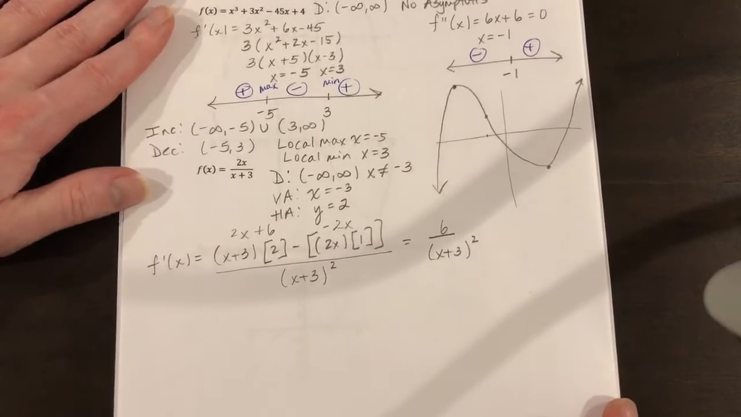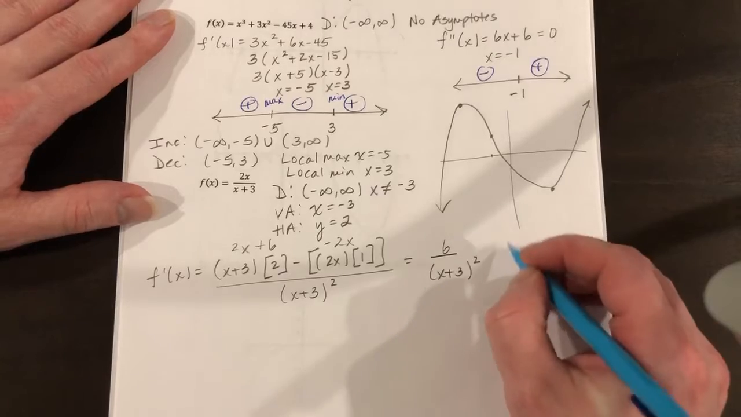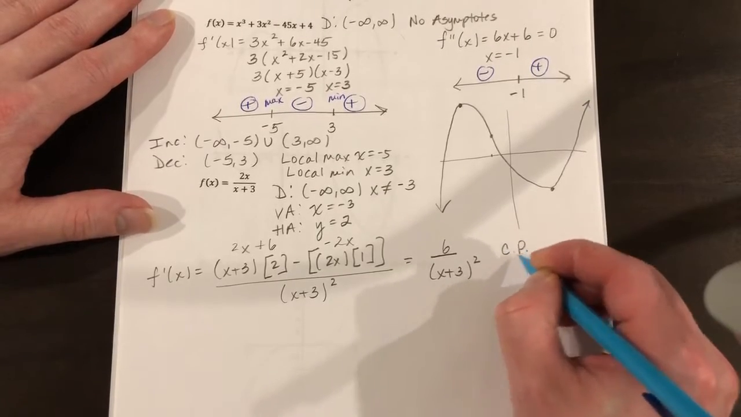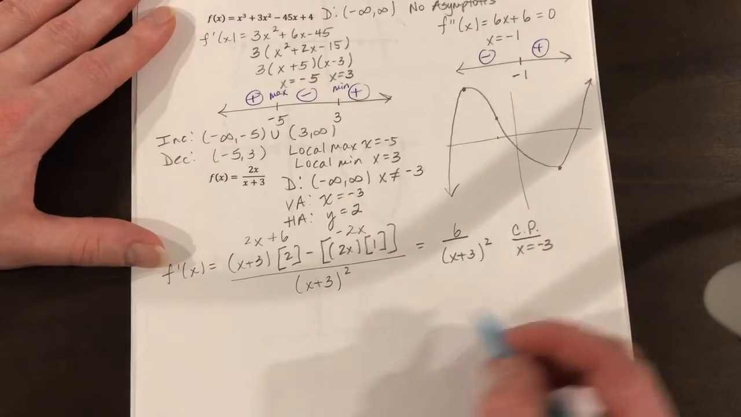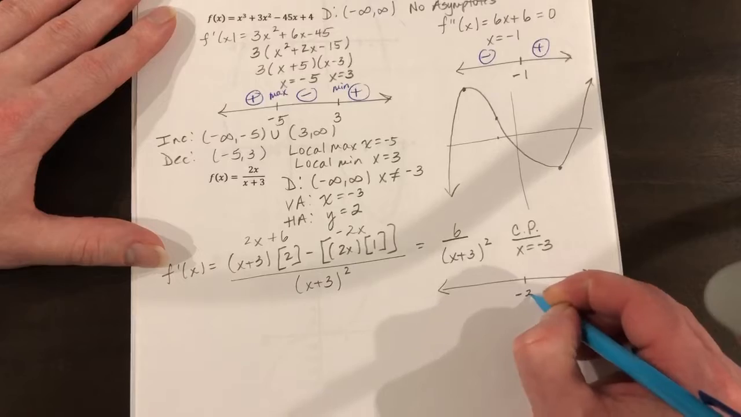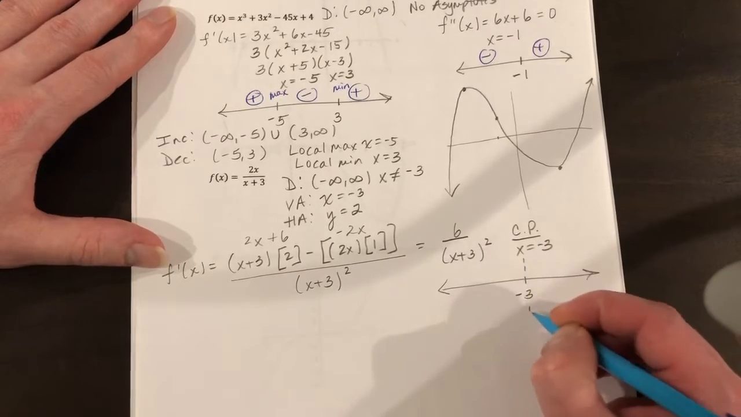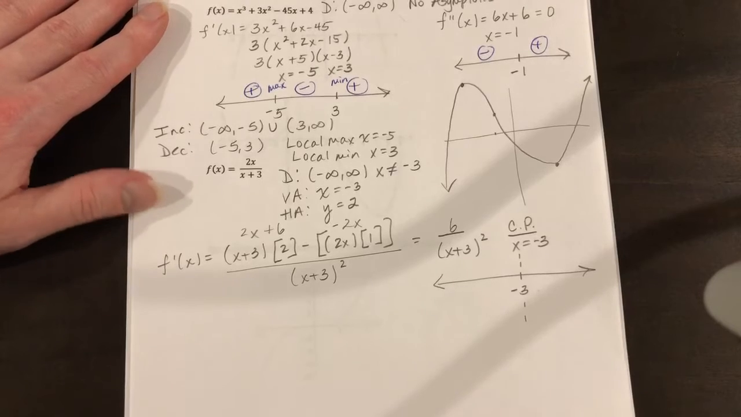Now, the top of this fraction will never equal 0, and the bottom of the fraction will be equal to 0. So your only critical point is going to be x is equal to -3. So we'll go do our little number line. Now, since x is equal to -3 is a vertical asymptote, I'm going to draw a little dashed line through it so I know it's an asymptote. It can't be a max or a min.